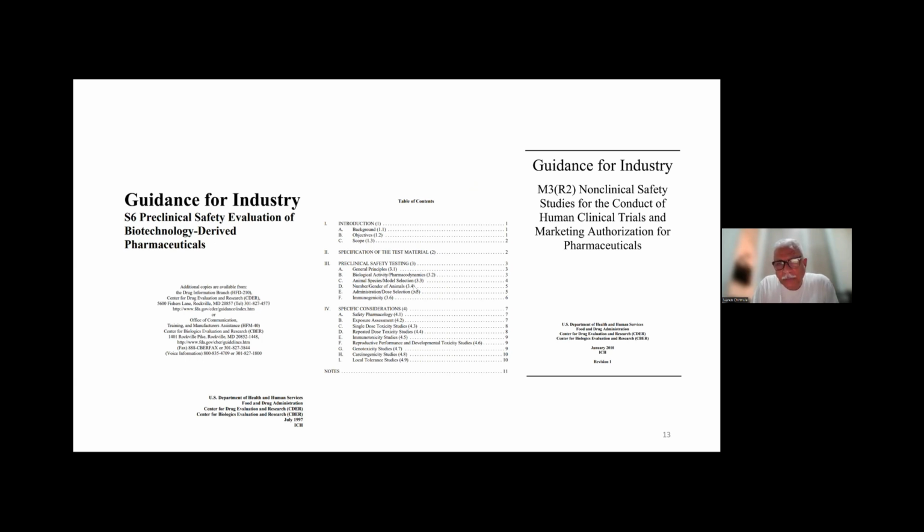And as you can see in the table of contents, you have preclinical safety testing, all of these things that I mentioned earlier, which is immunogenicity, dose selection. And then you also determine pharmacology, safety pharmacology, exposure, single dose studies, repeat dose studies, reproductive toxicity, genotoxicity, carcinogenicity. All of these guidances are very clearly defined.